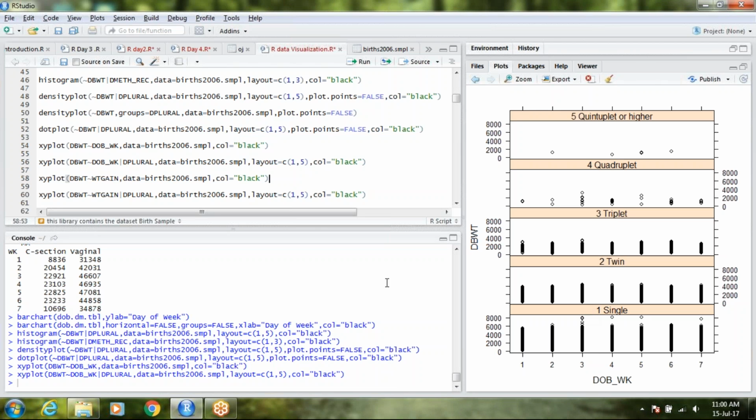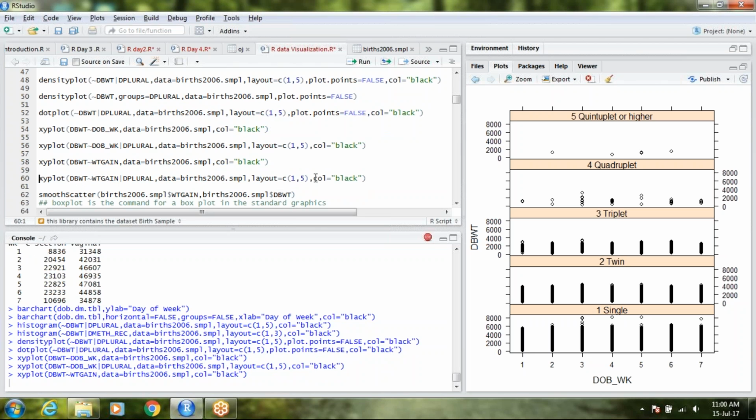So here I have another factor, the weight gain of the mother. What would the weight gain be, and is it associated with the weight of the child? Let's take a look at that and see what it represents.